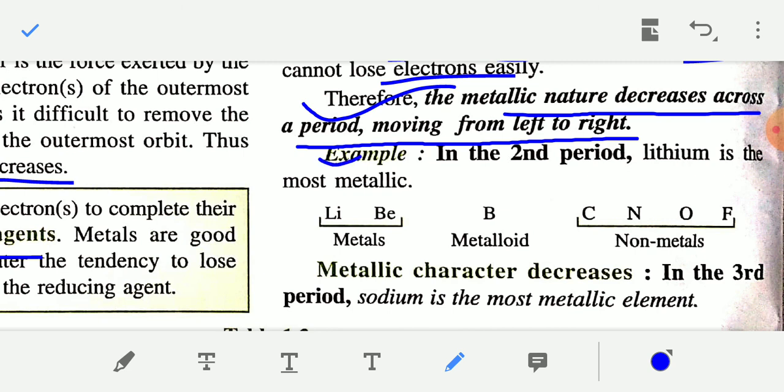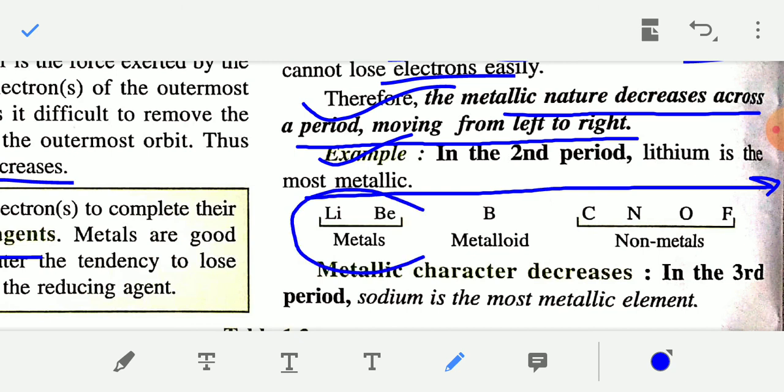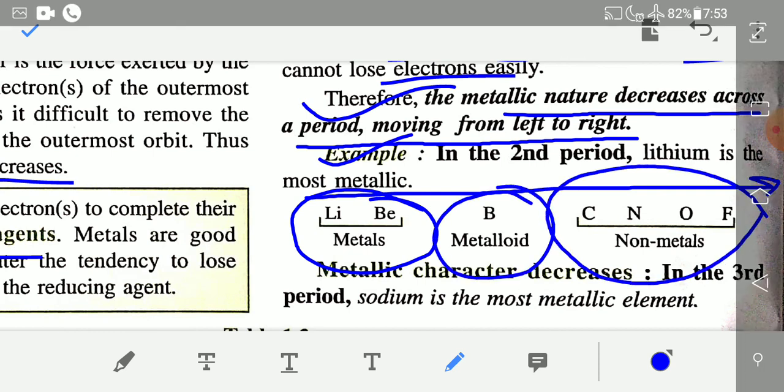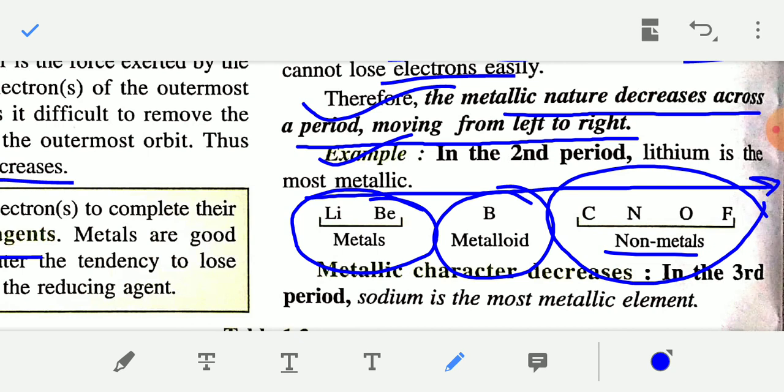For example, the elements of the second period are lithium, beryllium, boron, carbon, nitrogen, oxygen, and fluorine. There are a total of seven periods, you know. And in this, lithium and beryllium are metallic in nature. Boron is a metalloid, and carbon, nitrogen, oxygen, fluorine are non-metals. So from left to right, metallic character decreases and non-metallic character increases.